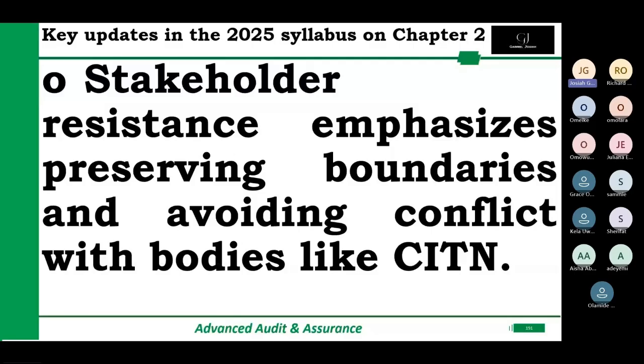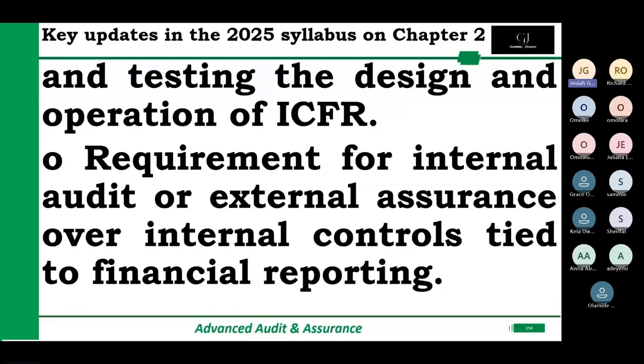Also, the significant one, like I said, is the ICFR, and the Financial Reporting Council has published the guidance on management reports on ICFR and also the guidance on assurance engagement reports. And the responsibility is for auditors to evaluate, report, and also test the design, the reliability and operationalization of the ICFR. So requirements for the internal audit and external audit assurance over that ICFR, which is tied to financial reporting, is key.